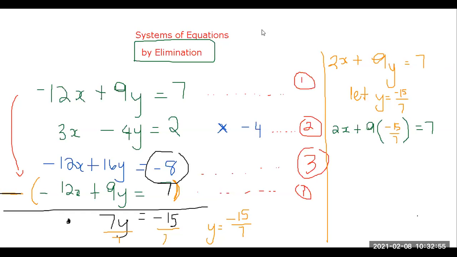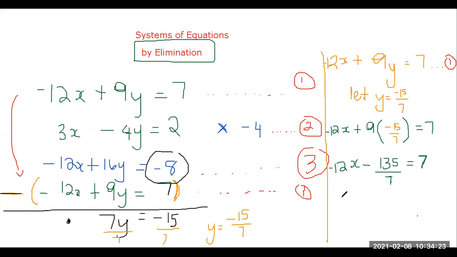This is equation 1. All right. I'm going to label it equation 1. Thank you for pointing that out to me. This would be a negative 12x. Right here would be a negative 12x. Thank you very much for pointing that out. All right, plus whatever 9 times negative 15 over 7 is, which is negative 135 over 7, is equal to 7.